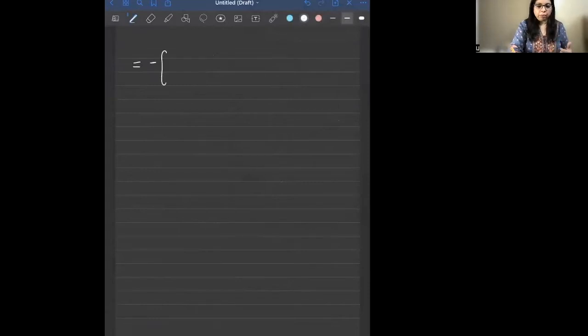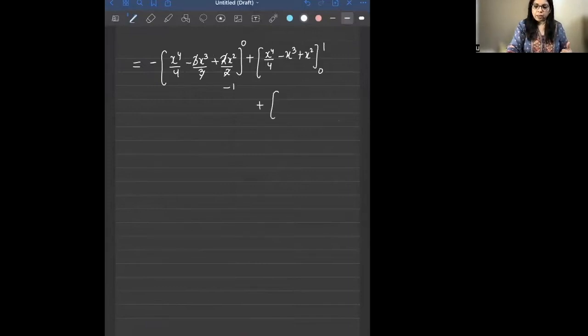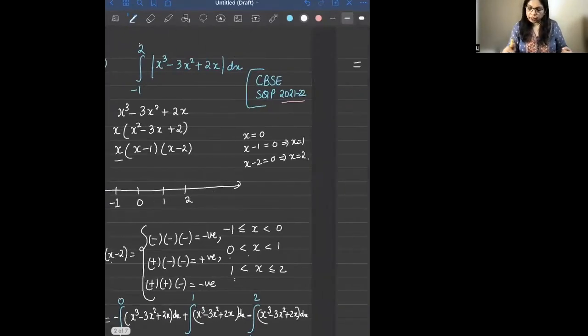The integral will be the same for all: x⁴/4 minus 3x³/3 plus 2x²/2. But the first limit is from -1 to 0, and the second is positive. So x⁴/4, the 3 and 3 cancel, the 2 and 2 cancel, minus x³ plus x², from 0 to 1. Plus, no, we have a negative sign here: negative x⁴ upon 4 minus x cube plus x square from 1 to 2.